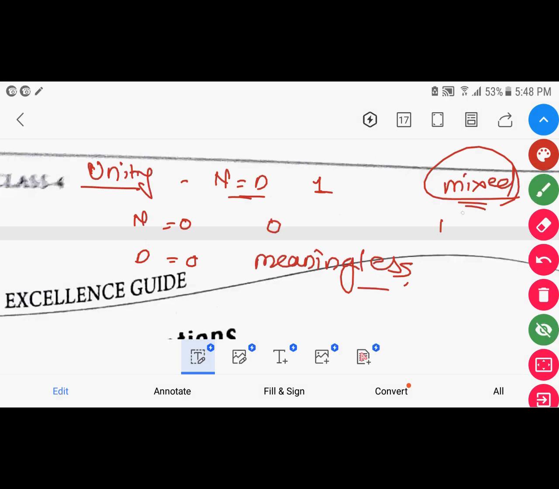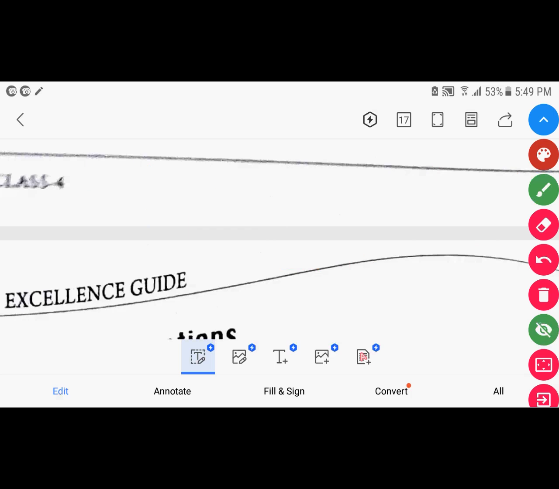Mixed fraction means whole number plus fraction. Okay, and we learn about the conversion of a fraction into a mixed fraction and a mixed fraction into a normal fraction. Okay, now comparison also we learn about the fraction. So comparison, for which fraction is greater?